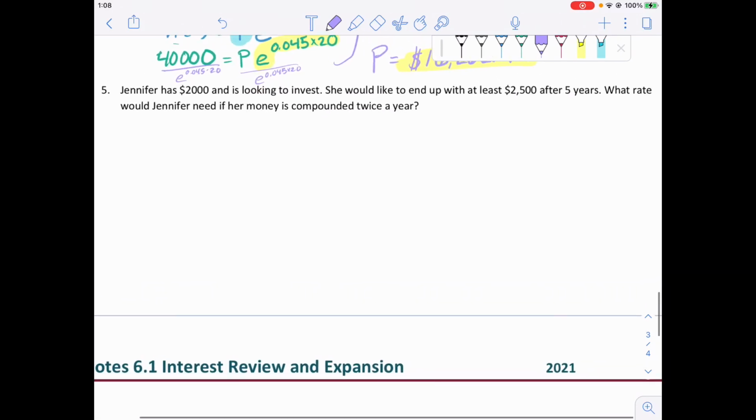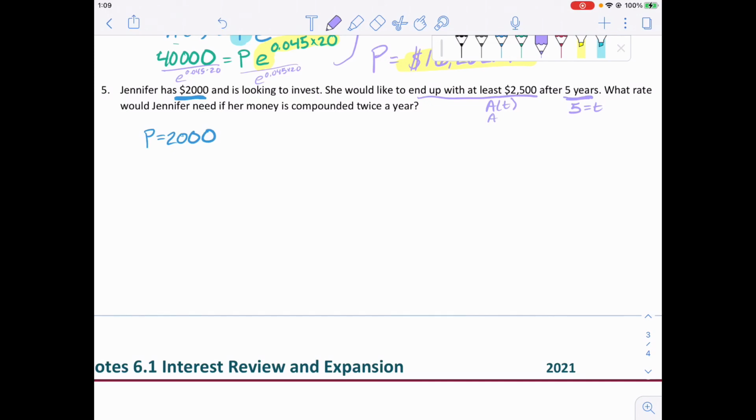All right, so our last one. Jennifer has $2,000 and is looking to invest. She would like to end up with at least $2,500 after 5 years. What rate would Jennifer need if her money is compounded twice a year? So let's go through each part. She has $2,000, so that's gonna be our principal, no matter what. That's all we got. And she wants to end up with $2,500, so that's our amount after time t. How long? 5 years. So that's t.